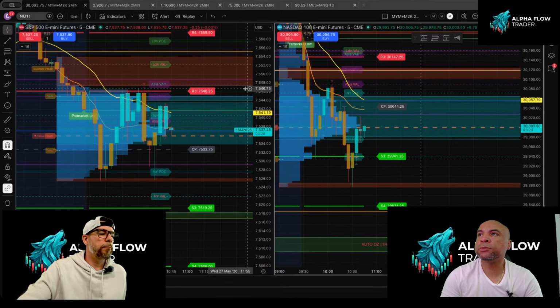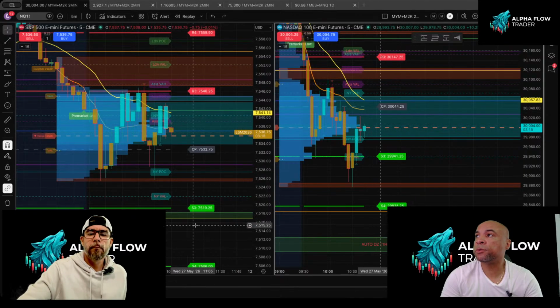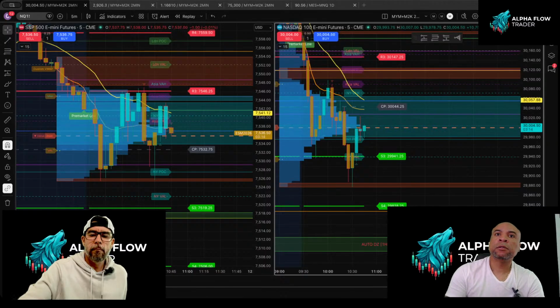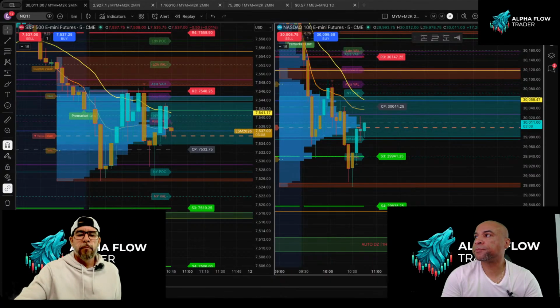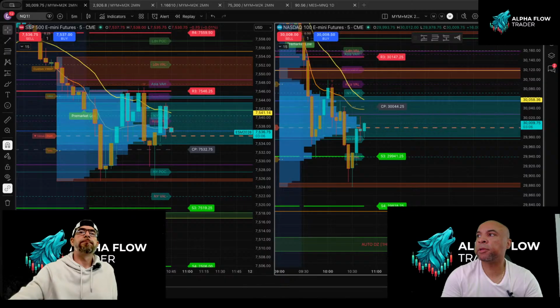ES is right at central pivot. Russell is right at central pivot. Dow didn't quite get to R4. So Dow's respecting a prior day high, definitely respected prior day high. Yeah. Starting to come down pretty hard.